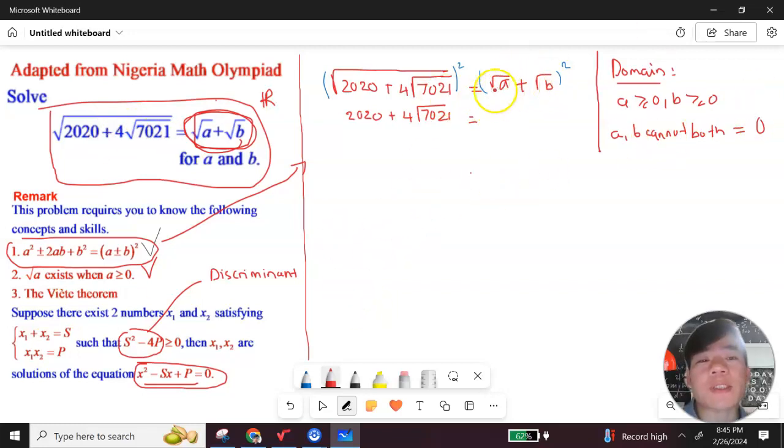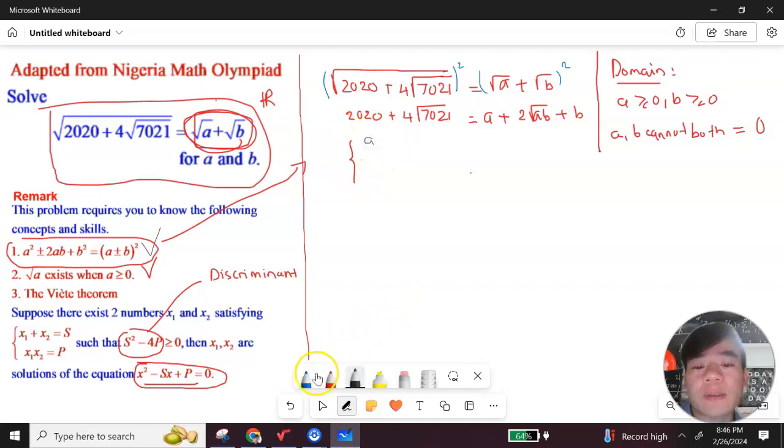Now we need to expand this one, so root a square is going to be a. Now plus 2 times this guy and this guy, it could be 2 root ab, and then plus root b square, which means b, because a and b are positive numbers. And then next, I have a system of equations. I see that this side has a root sign, this side has a root sign, and this side, a and b right here, has no root sign, and this is 20, no root sign. So I just equate both sides. So I have what?